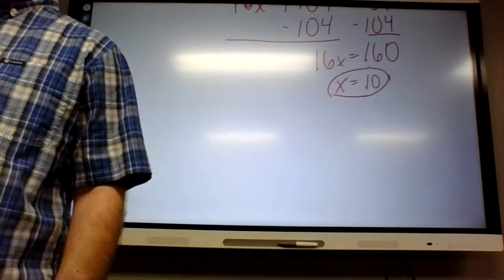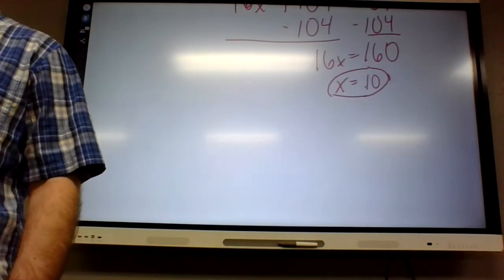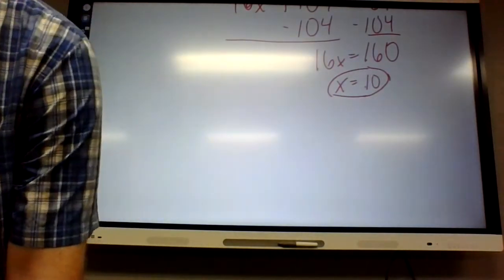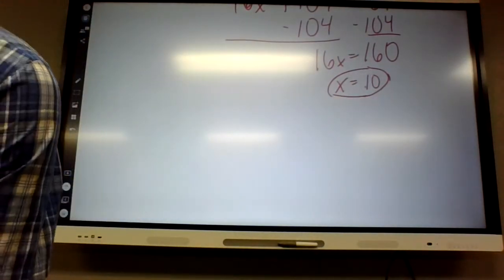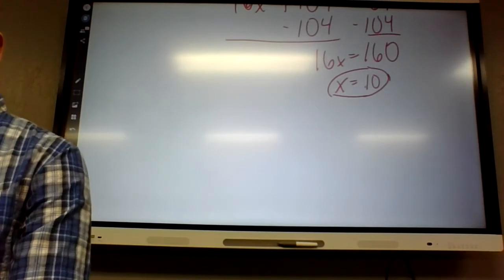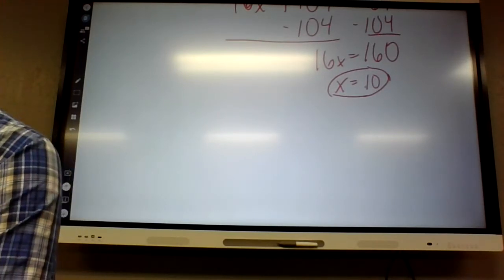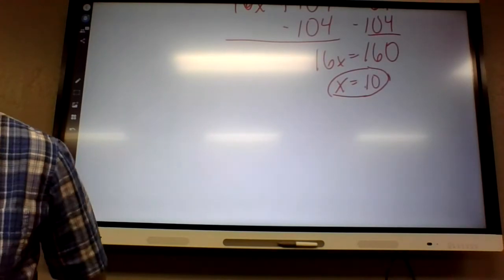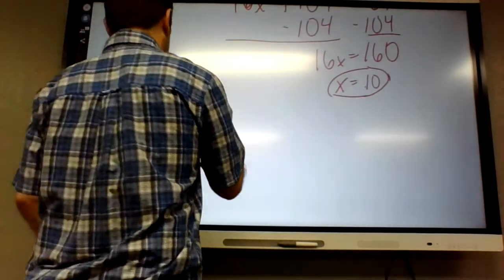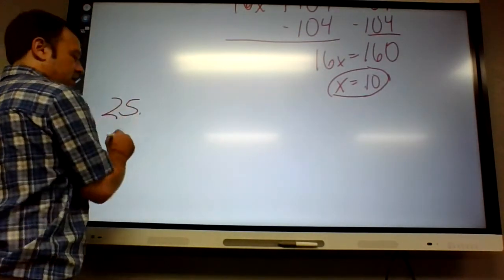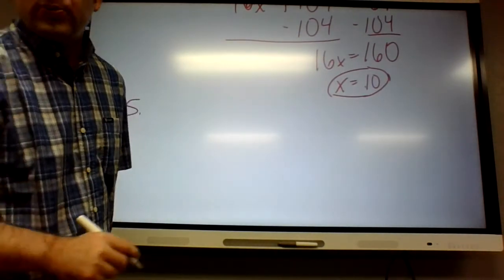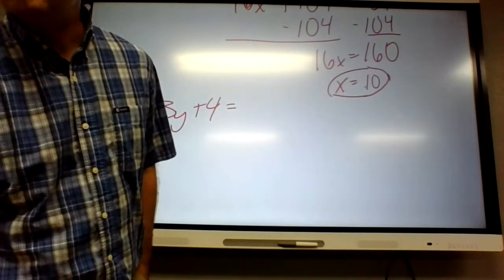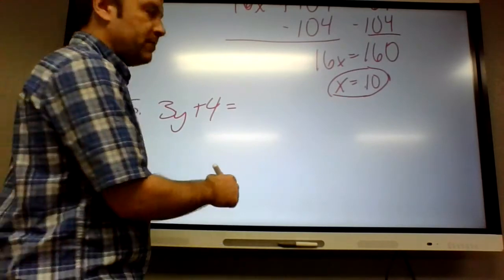25 looks easier. What's different about 25? There's several. Something's different on 25 than it. There's Y's on both sides. Y's on both sides. What do we do when there's a Y on both sides? Or an X? Put it all on one side. So 3Y plus 4 equals negative 140 minus 9Y.